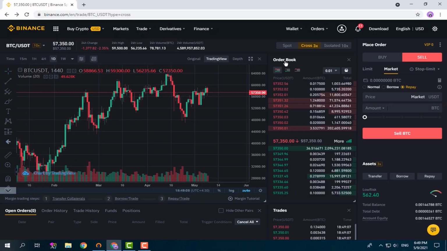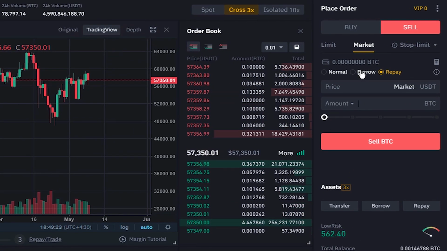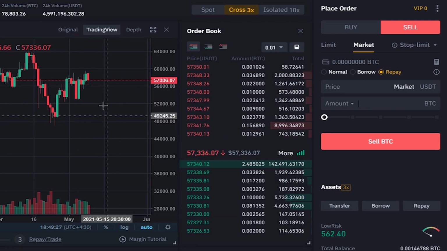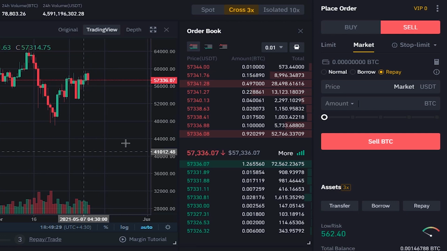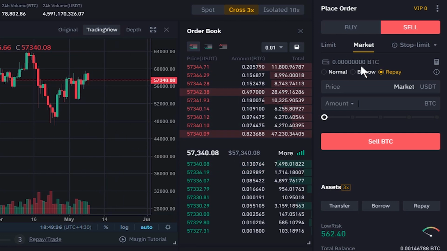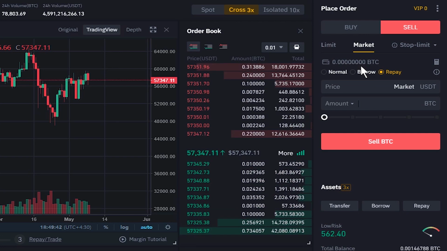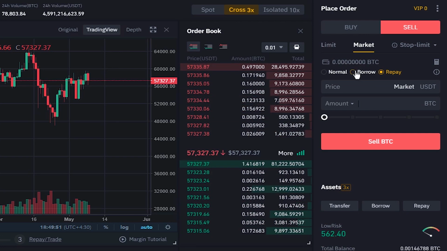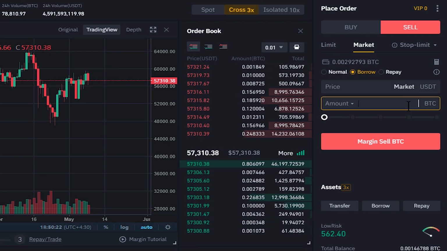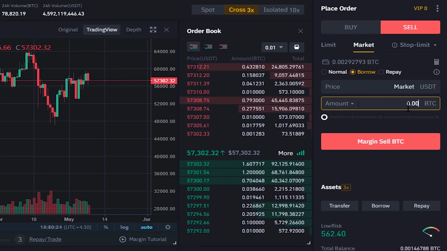Let me close this and let's see another example of taking a short position with the help of the borrow option. Consider that we think the BTC price is going to fall, so we want to sell BTC and buy it back at lower prices and make profit. We don't have any BTC, so we're going to borrow BTC and sell it. We select borrow and it shows how much we can borrow. Let's borrow, for example, 0.002.